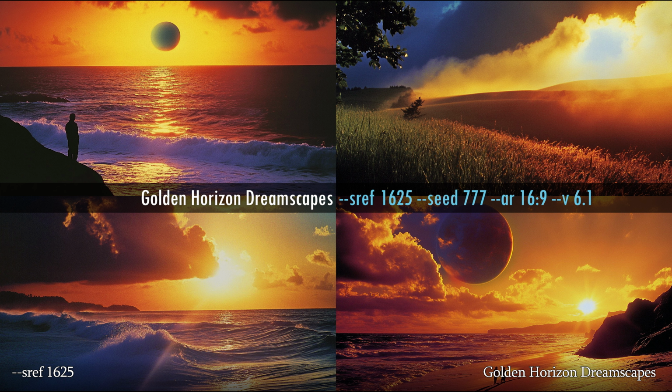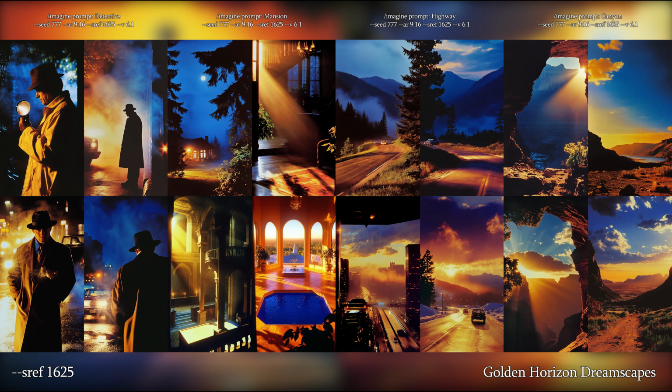1625. Golden Horizon Dreamscapes. This looks very colorful compared to most of the styles we have seen. Again, mostly taking place at night or at sunset. But there is strong yellow lighting with very blue skies or a pool.